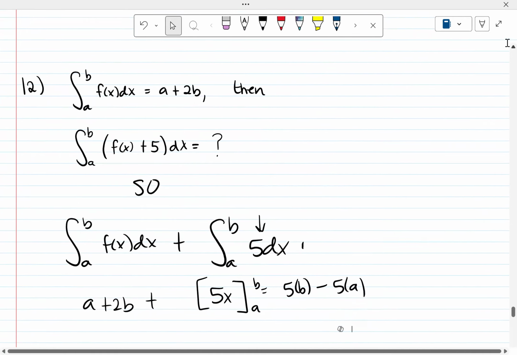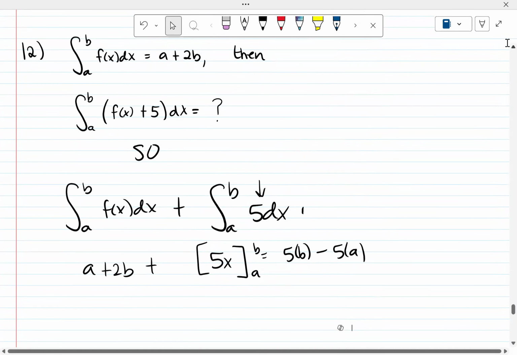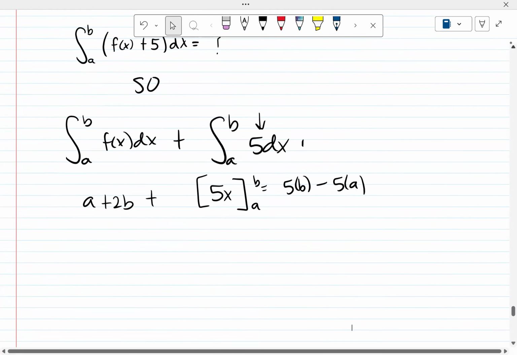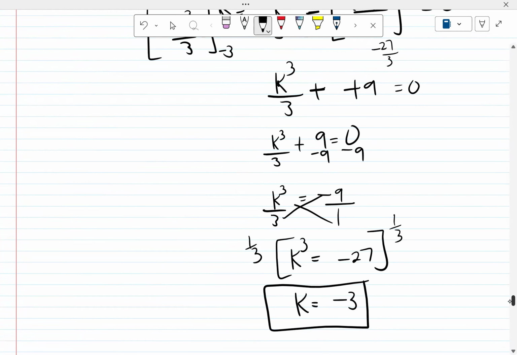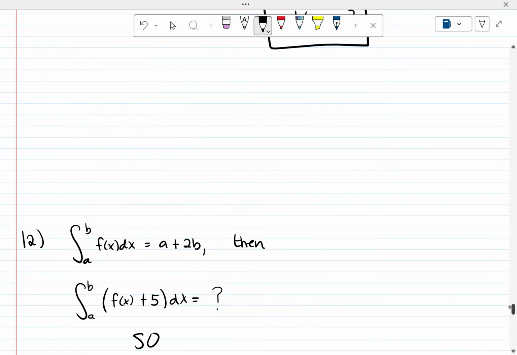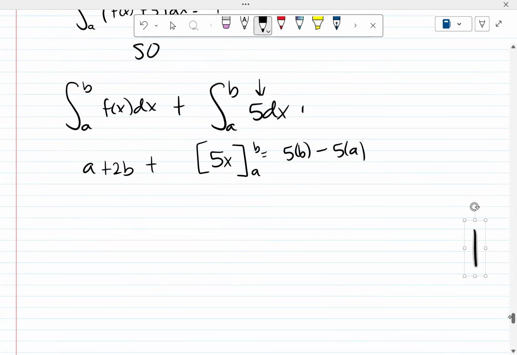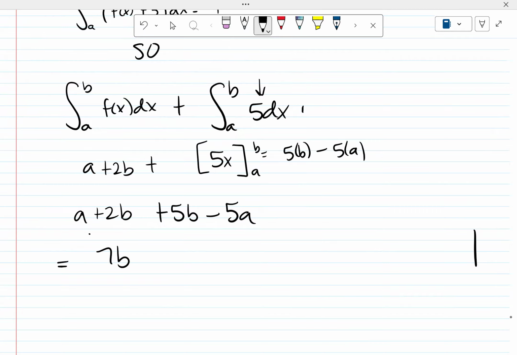So all you've got to do is add them up. You're not going to get a constant; we're going to have some kind of letters. So that gives me a plus 2b plus 5b minus 5a. So when you add them up, 5b plus 2b is 7b, and 1a minus 5a is negative 4a. There you go. That's your final answer.